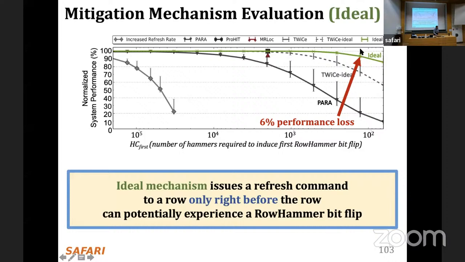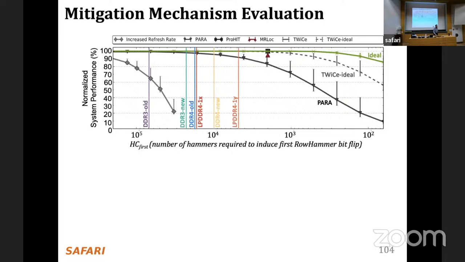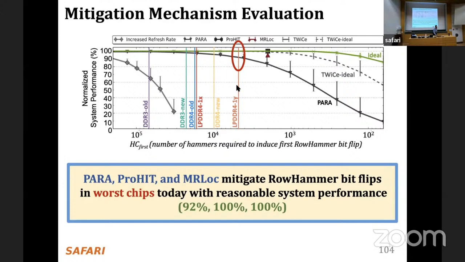So if this problem gets much worse, basically, if RowHammer becomes worse by an order of magnitude again within 8 years, you will be at this operating point. An ideal mechanism, even an ideal mechanism, leads to 6% performance loss. Now let's take a look at real mechanisms. This is where we are, actually, based on our testing. It's about 4,800. So real mechanisms are not bad today, as you can see, today being 2020. PARA loses performance, as you can see, 8%. You could argue that it's still not that great, even at that operating point. But some other mechanisms are actually quite good.